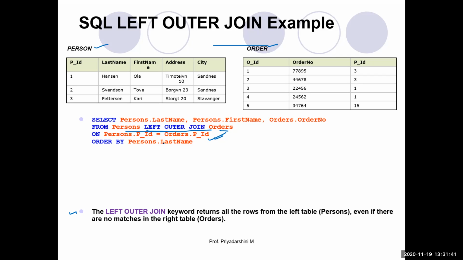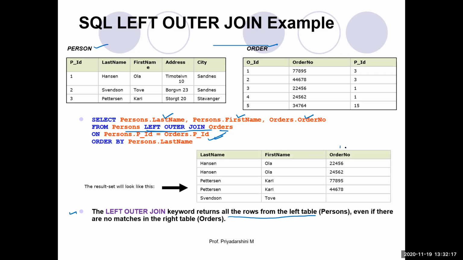So how does it happen when I use a left outer join? It returns all the rows from the left table, even if they are not matched. The matching ones will be displayed, and the unmatched values will be displayed with null values. What are the attributes I want to display here? Last name, first name, and order number, right? I am doing a left join between PID and PID of both the tables. Just see the result here.